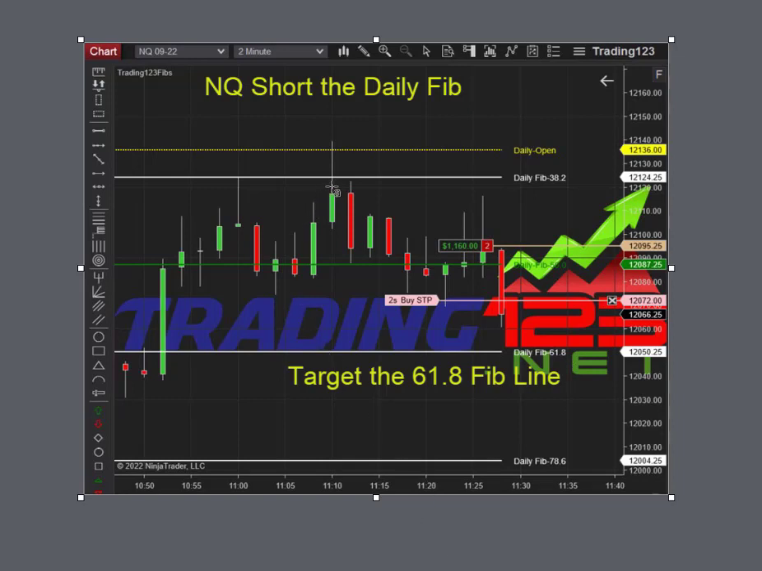price runs into resistance here at the 38.2 in the daily open. So once price is below this daily open line, the trend is down, and basically you target one fib to the other.